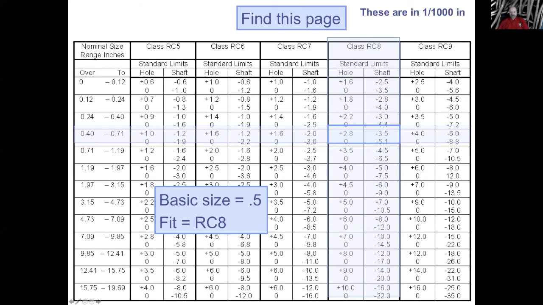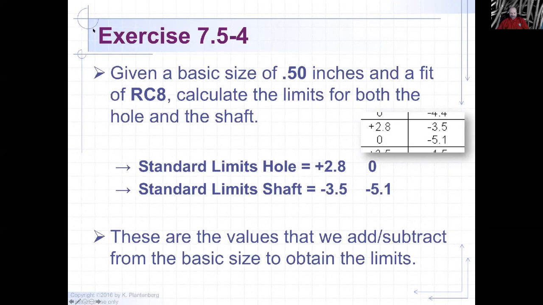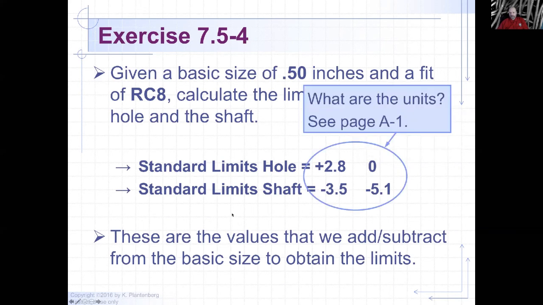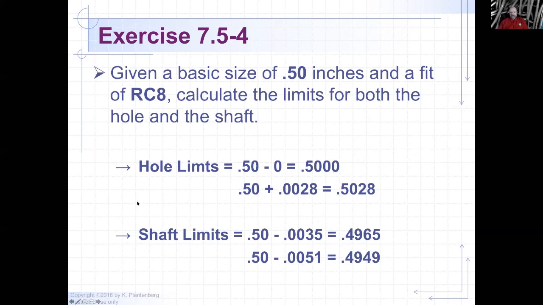No one's venturing for this? Okay, it's still a little confusing. Let's take a look at that. I've highlighted that intersection point in the little image there. The standard hole limits are plus 2.8 and 0, in thousandths of an inch. The standard limits of the shaft are less than that amount in thousandths of an inch, so you have to subtract them, and that's what you get. So your hole will go from 0.50.